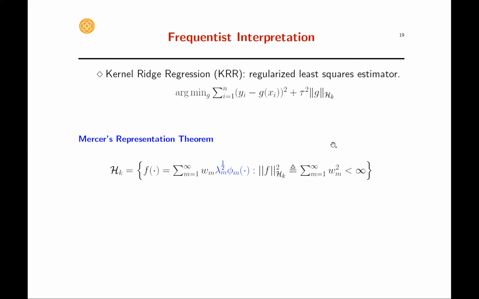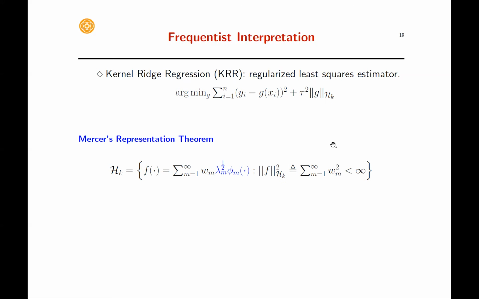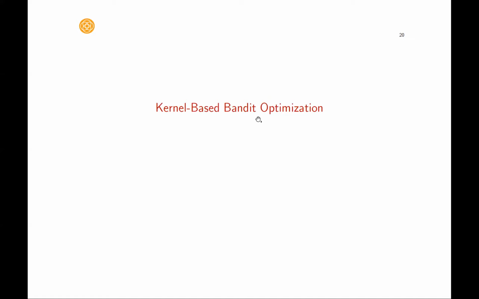Okay, so this is pretty much the overview of the kernel-based models. But again, the takeaway is the first slide: that we have closed form expressions for regression and uncertainty region, provided a data set and a kernel. But now let's move on to our particular problem, kernel-based bandit optimization.